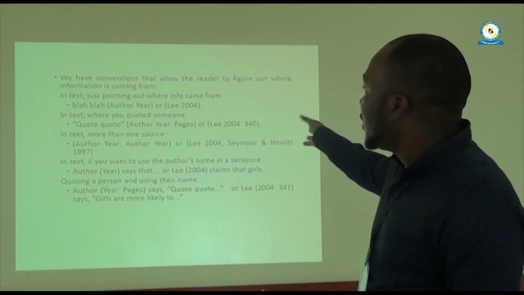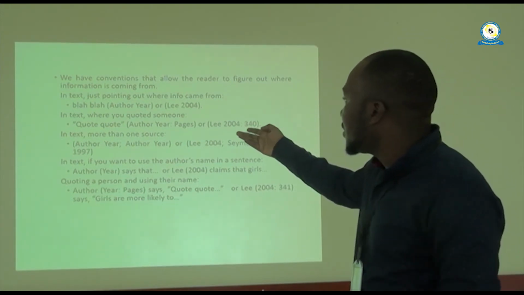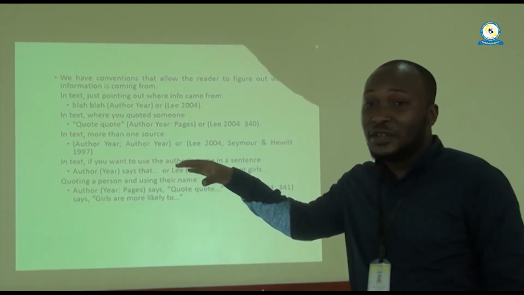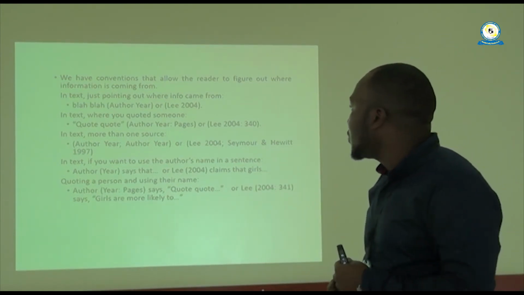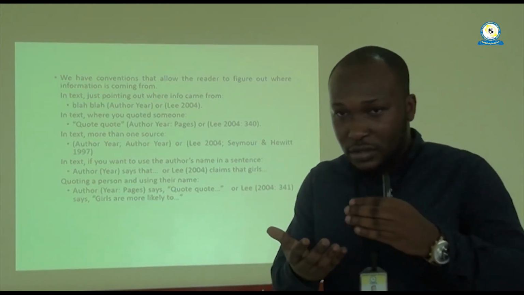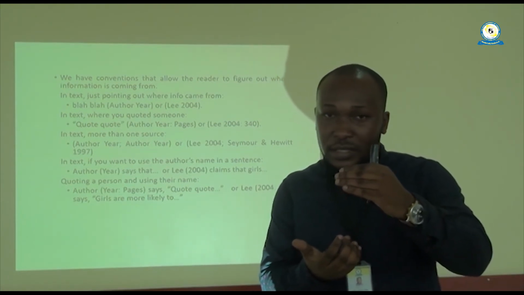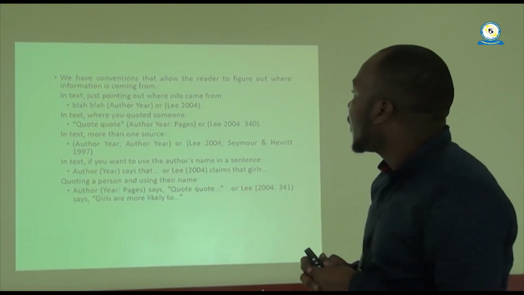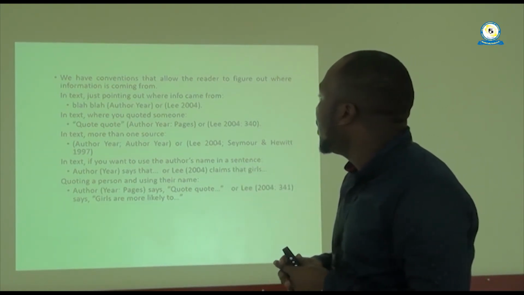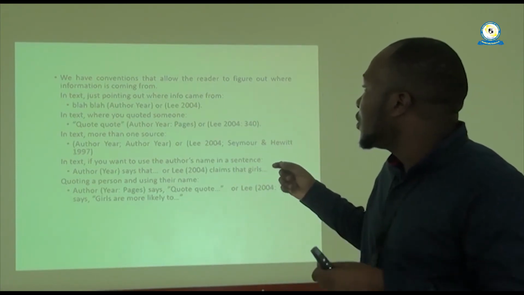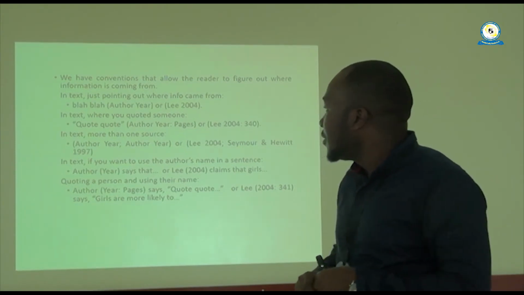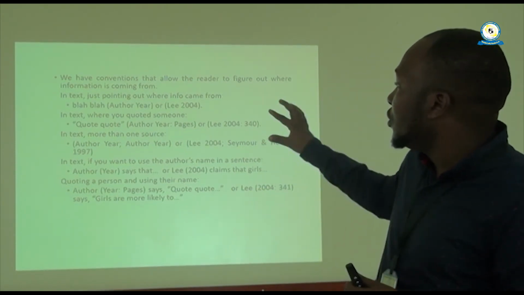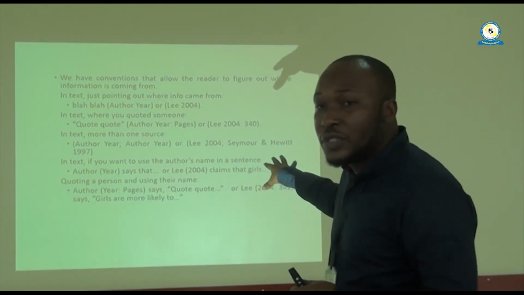We have conventions that allow the reader to figure out where the citation is coming from. Convention is how you put things. In text, just pointing out, it's the process. In text, for example, this is how we write, so here, or that is another example. In text, when you quote someone, that's how you put it.